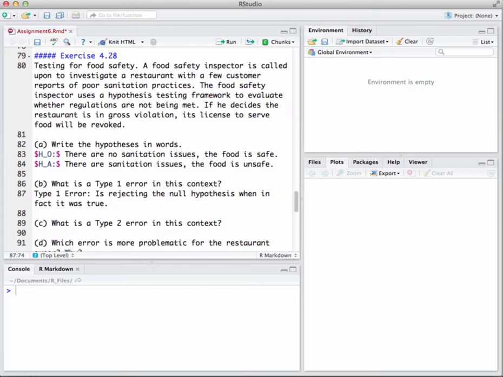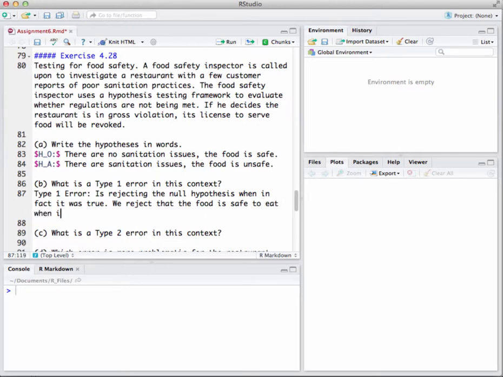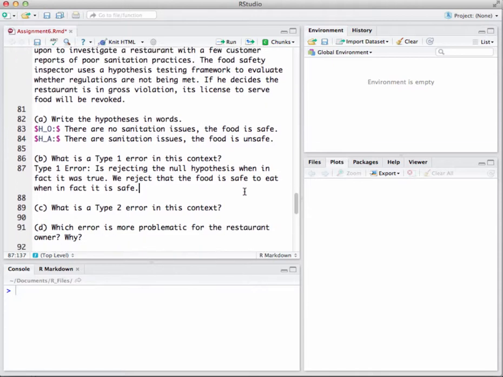So what is it in context here? So we would reject that there are no sanitation issues, right? When in fact that was true, right? So what that says is we reject that the food is safe to eat when in fact it is safe.